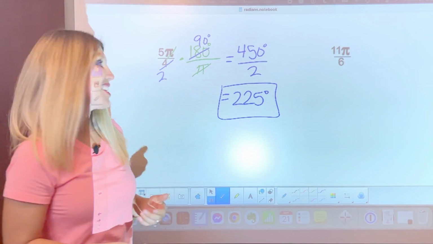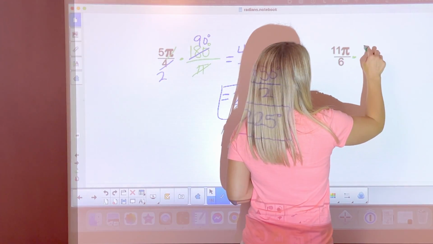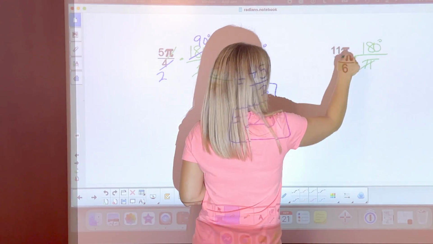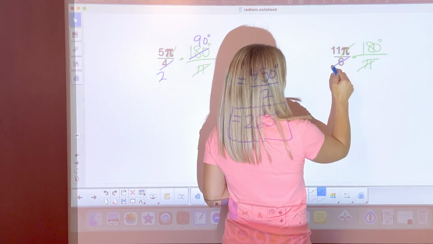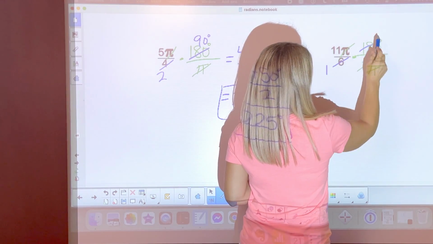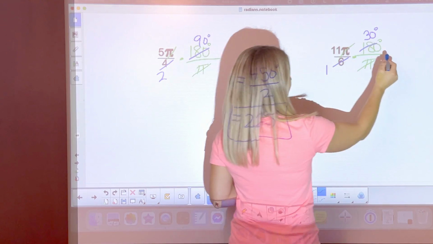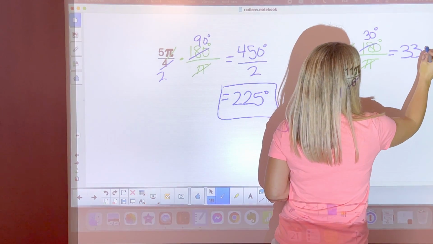Okay, last one. Are you ready? So let's multiply by 180 degrees over pi. Our pi's cancel. Oh, good. 6 goes into 6 once. 6 goes into 180 30 times. So 11 times 30 is 330 degrees.